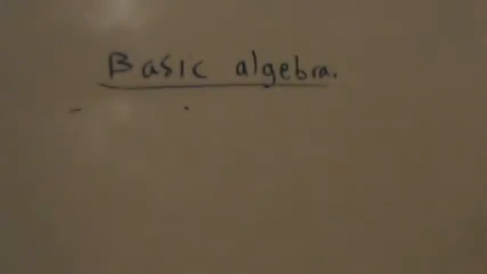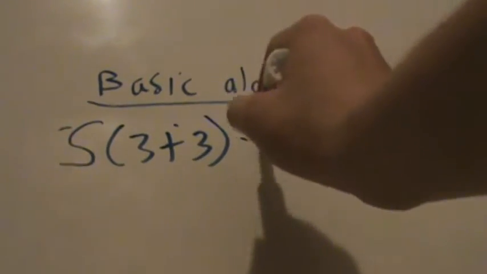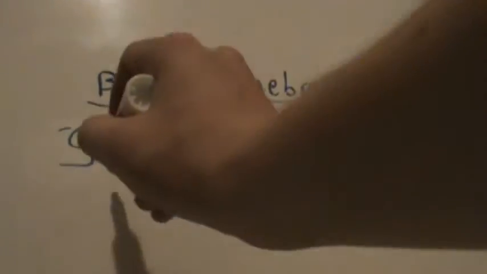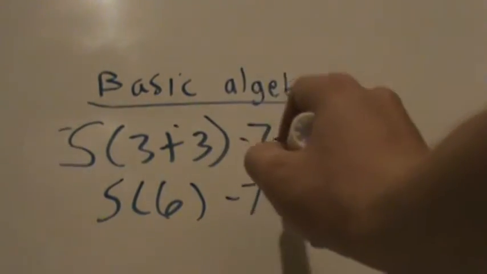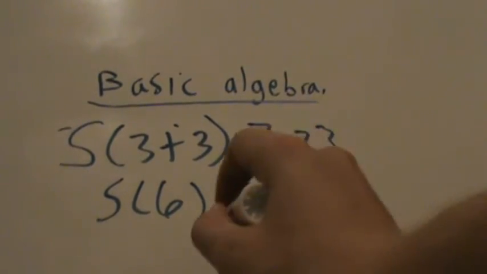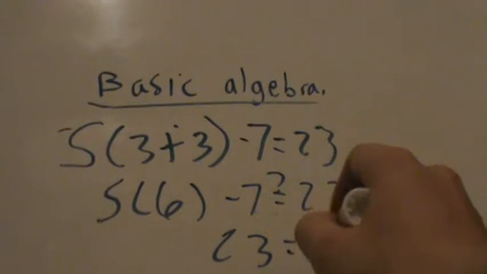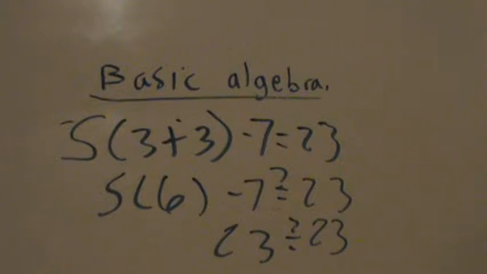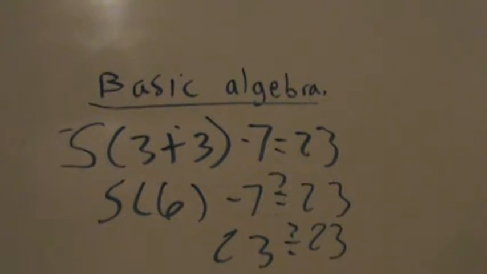So if we wanted to prove that the statement we just created is true, and check it, this is how you can always know you'll get it right. 3 plus 3 times 5 minus 7 equals 23. So 6 times 5 minus 7 equals 23. Is this true? 23 does indeed equal 23 because 30 minus 7 equals 23. So, yeah, that's a pretty basic one.